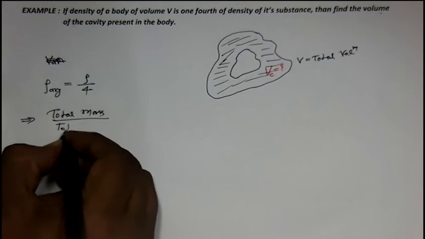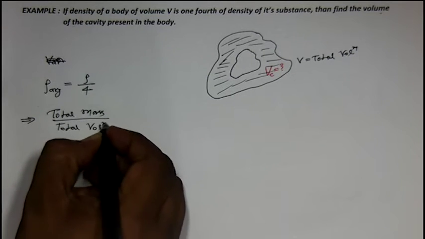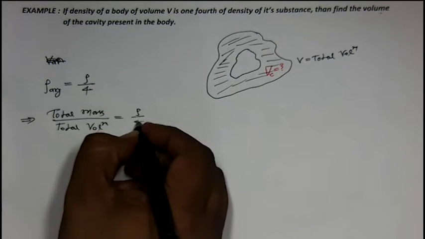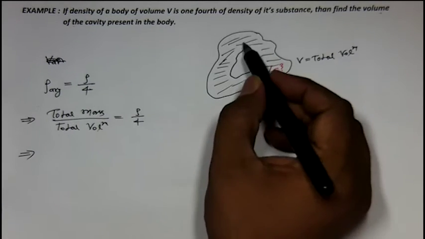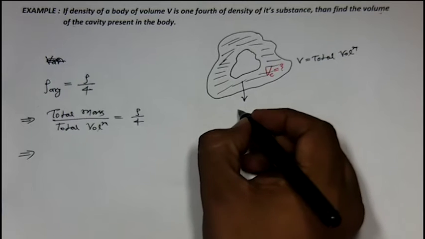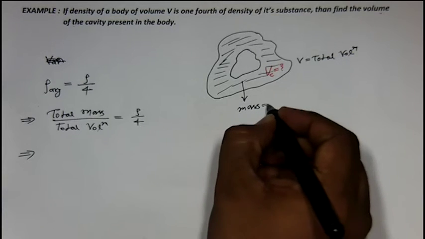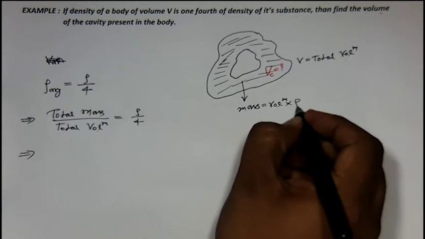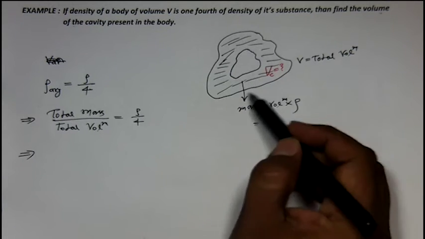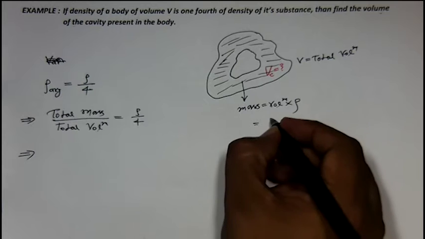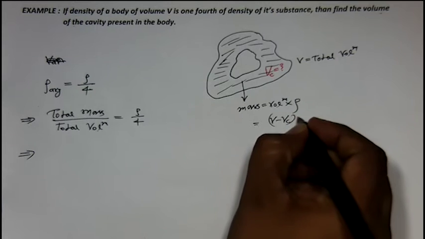Average density is total mass upon total volume, this is equal to rho by 4. Total mass we can write, which can be calculated by mass equals to volume into density of the material, and this outer volume is total volume minus volume of the cavity, that is V minus VC into rho.